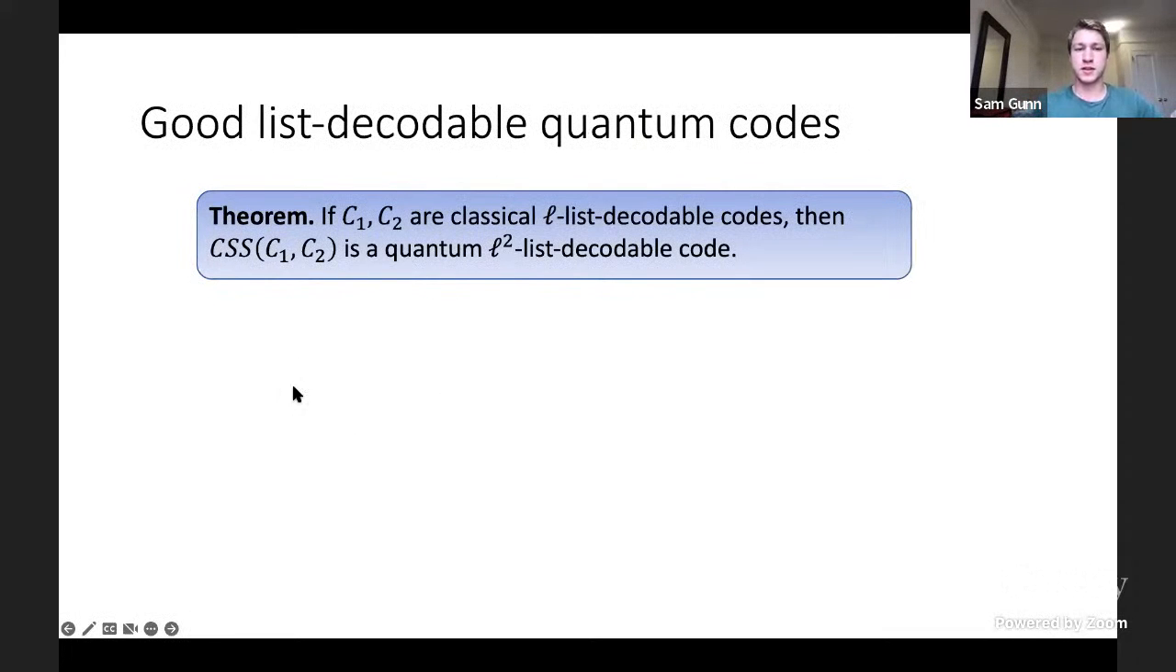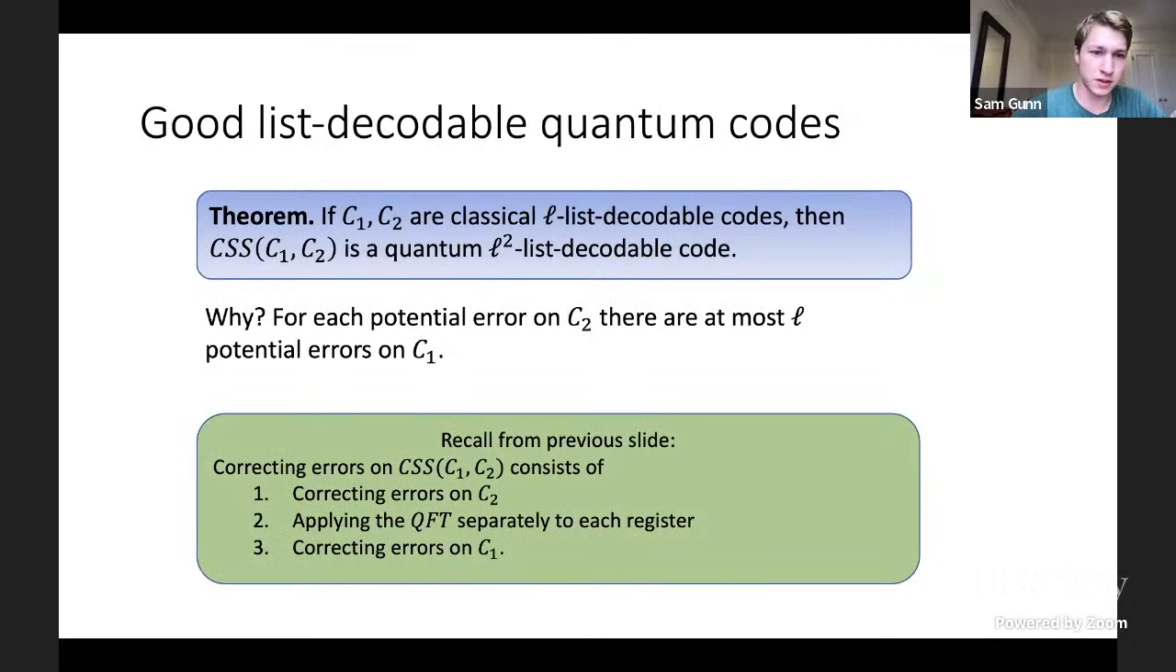Okay, so this suggests an obvious way of getting quantum list decodable codes, which is if you just take C1 and C2 to be classical list decodable codes and CSS them together, and now you get a quadratic blow up in the list size, but it's still going to be a polynomial list decodable quantum code.